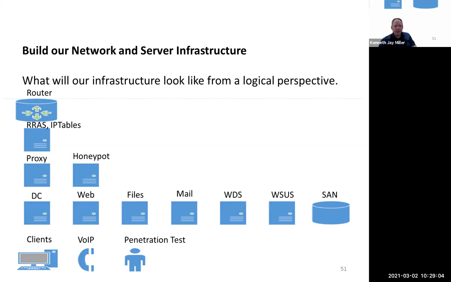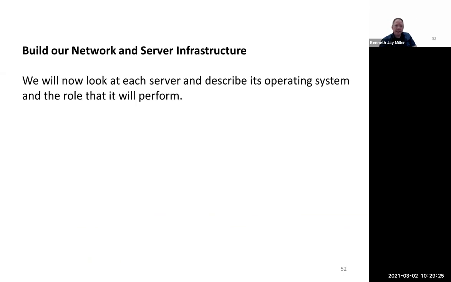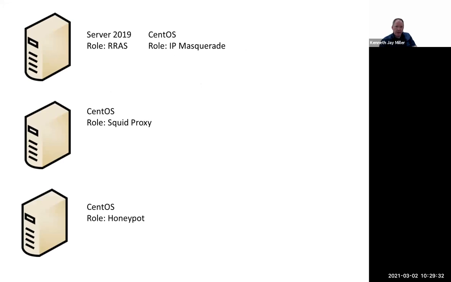So we'll have one domain controller for a file and print share lab. We'll have another domain controller when we do the mail server. So these parts will kind of shift, but in the end, we'll have built every one of these servers and configured them to do exactly what we're talking about today. All right. So let's look at each server and describe its operating system and the role that it will perform. So with our router, I started at the top and I'll work my way down.